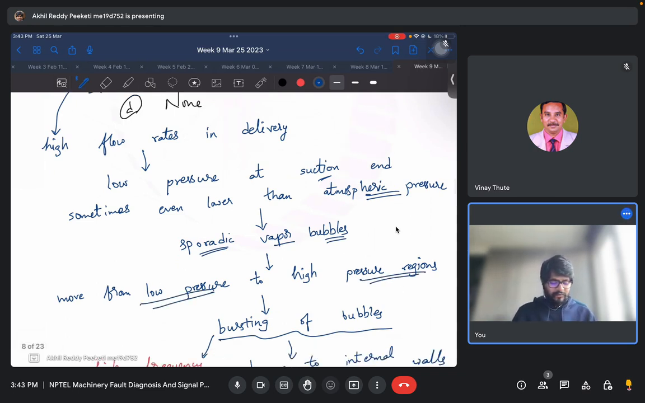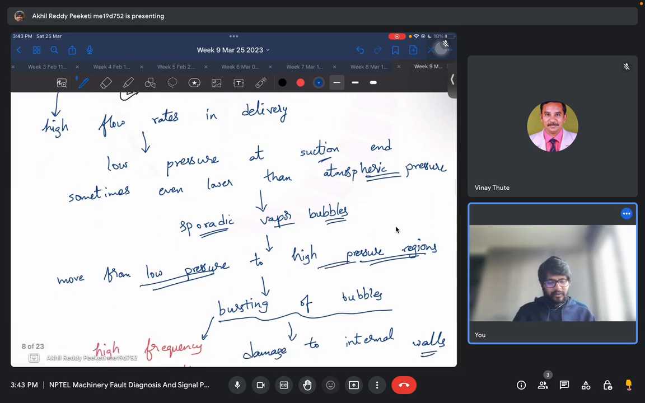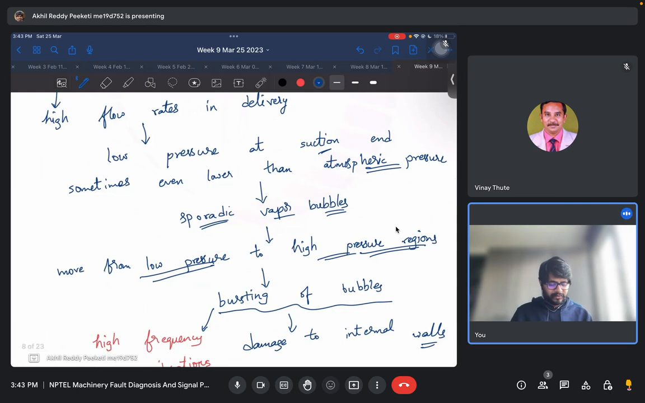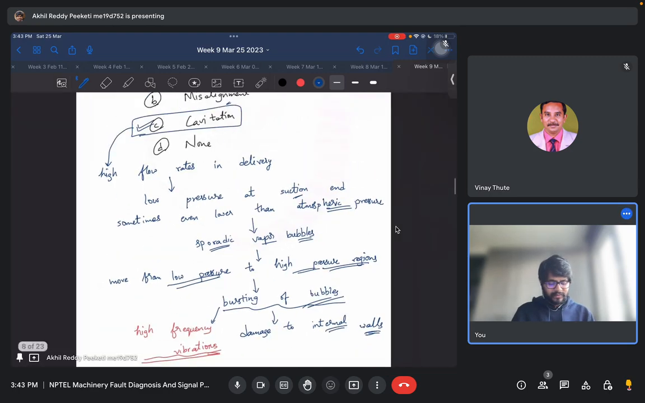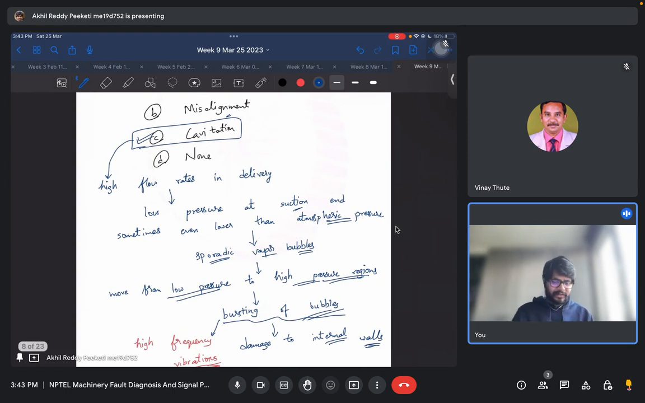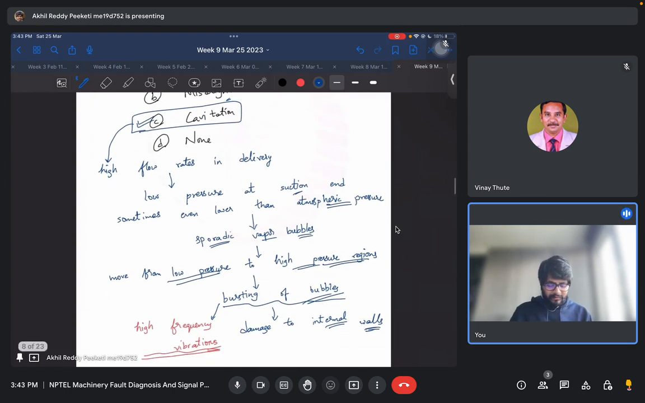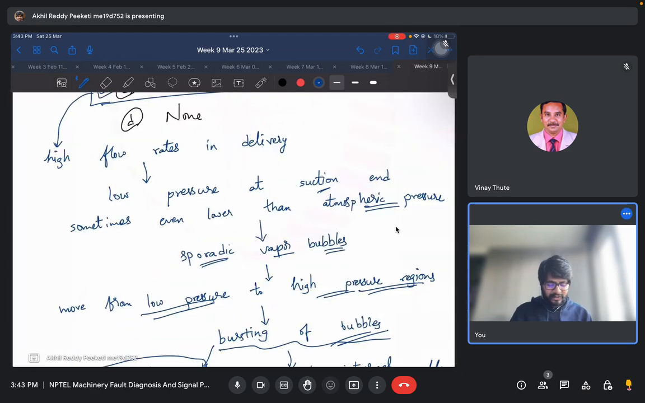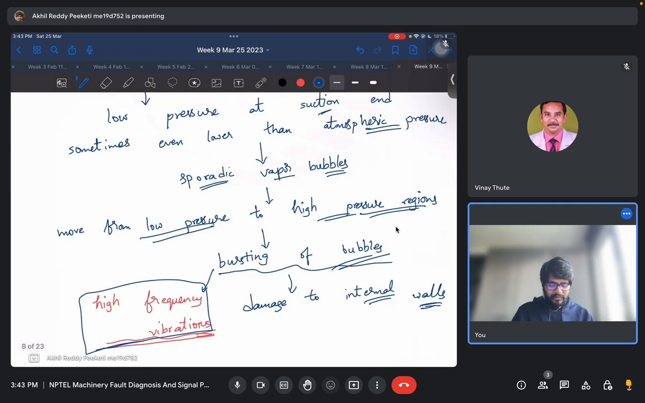Now when they go to slightly higher pressures, they are not stable, so they burst. When this bursting happens near the inlet walls, it will damage the internal walls of the pipes. So this formation of sporadic vapor bubbles and their bursting is called cavitation. Now, if cavitation is happening, you would observe very high frequency vibrations in your frequency spectrum. So this is one way to identify if there is cavitation in your system, if you observe any high frequency vibrations.